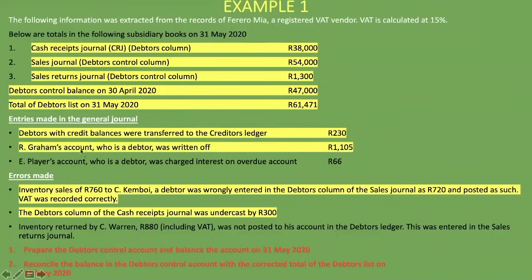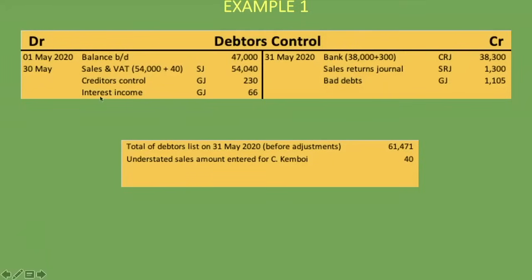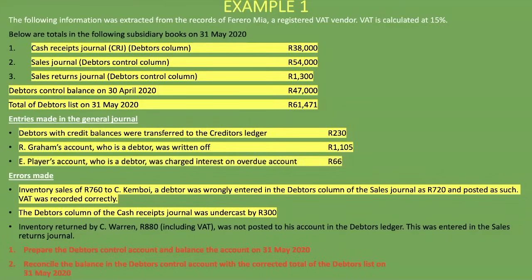E. Player's account, who is a debtor, was charged interest on overdue account, meaning this debtor was supposed to have paid us and has not paid us, so we charge them interest. And whenever we charge them interest, it means they owe us more. So they owe us more by 66 rand. So whenever they owe us more, we put it on the debit side of the debtors control account. So we're going to take the 66 rand and put it on the debit side. So we go to our debtors control account, we write interest income. Remember, when you charge your customer interest, that's interest income, and that's the general journal. And then we put the 66 rand. Very easy on that one as well. So we just highlight that one, and you can see we are left with just one last thing to do.